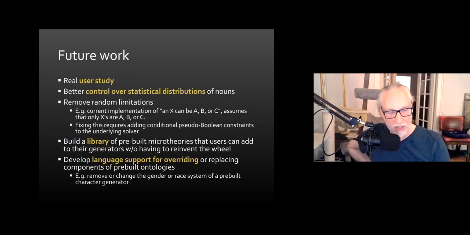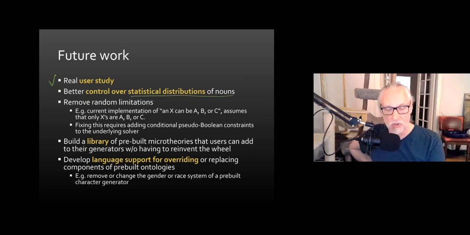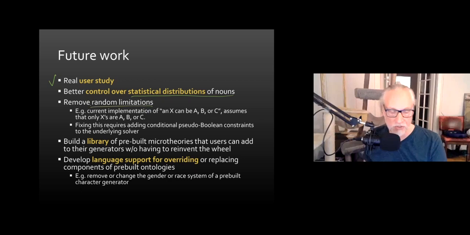All right, we definitely need to do a real user study. There are also a bunch of frequently requested features, such as having statistical control, having control over which nouns are more common than other nouns. There are a few random limitations that we want to take away. The big thing is I think we need to have a library of pre-built components that people can put together so that if they're making a character generator for some RPG or for NPCs or something like that, they don't have to reinvent an ontology for character personalities.